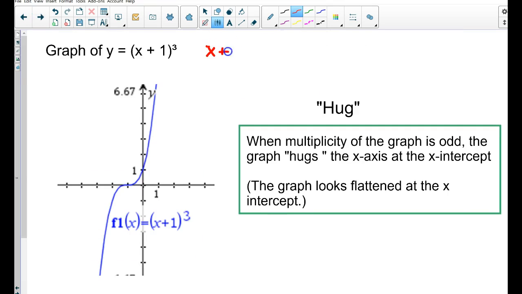When we have an odd multiplicity, as in this case, and again, to find that root, we set the inside of the parenthesis equal to 0. We can see that the root of the equation is -1, and the multiplicity is whatever that exponent is, which is 3. That also gives us information. When we have an odd multiplicity, the curve is going to pass through the root. In fact, if it's an odd number greater than 1, it's going to start flattening out, and we say that it hugs the x-axis at that point.